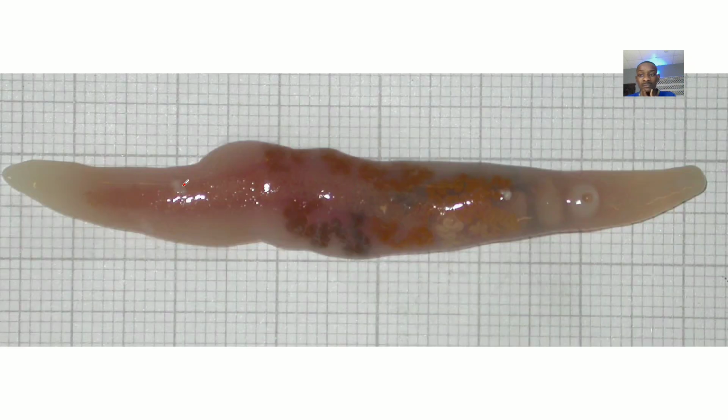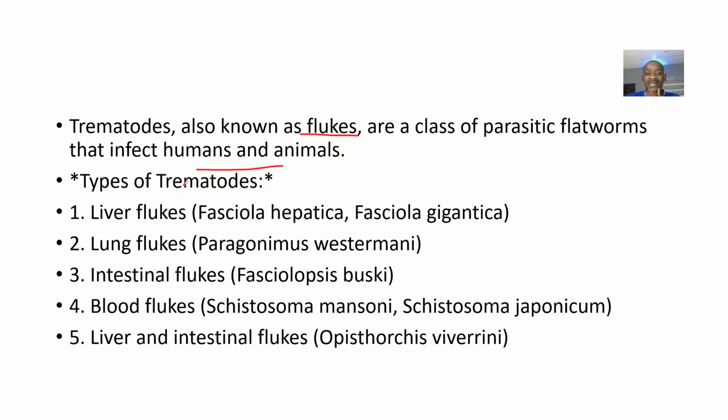So looking at the types now, I'll be picking each of them to make a video on them. All right, so liver flukes examples are Fasciola hepatica, Fasciola gigantica. Lung flukes include Paragonimus westermani. The intestinal flukes include Fasciolopsis buski. Blood flukes include Schistosoma mansoni, Schistosoma japonicum. Then liver and intestinal flukes include Opisthorchis viverrini. Okay, all those ones are liver and intestinal flukes.